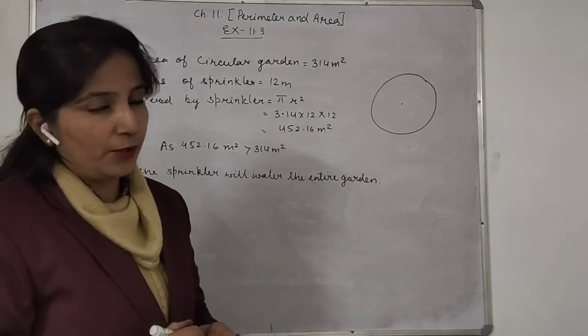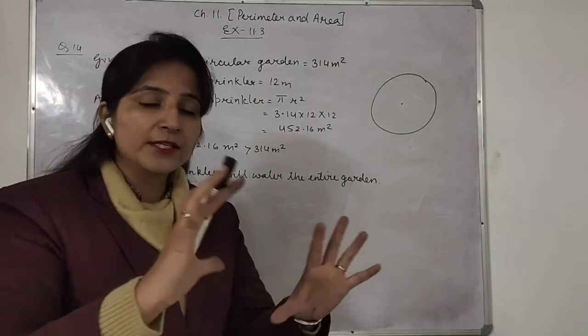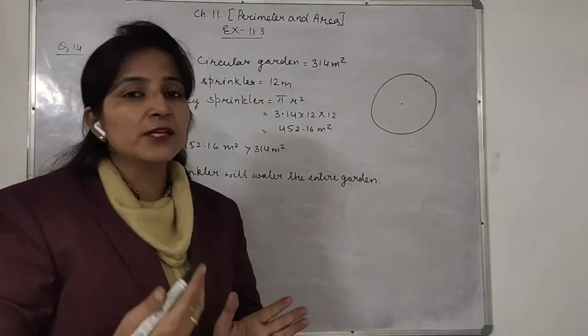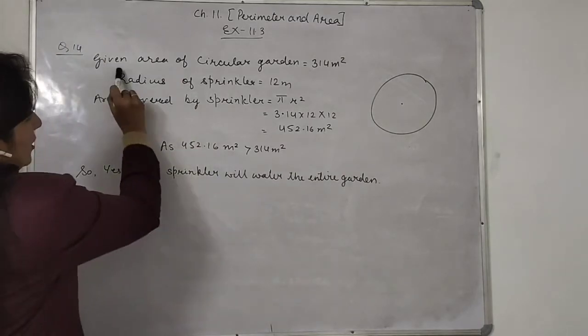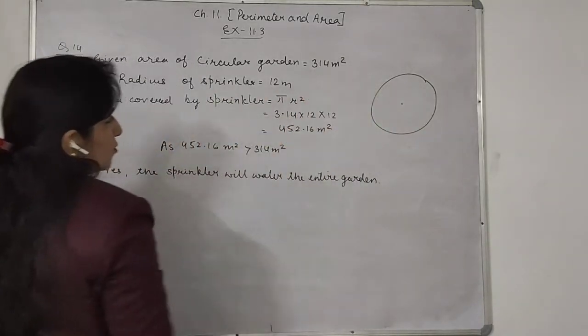That we need to calculate. So for that, we need to calculate the area where the sprinkler is sprinkling. Fine. Now, given area of this complete circular garden is 314 meters square.